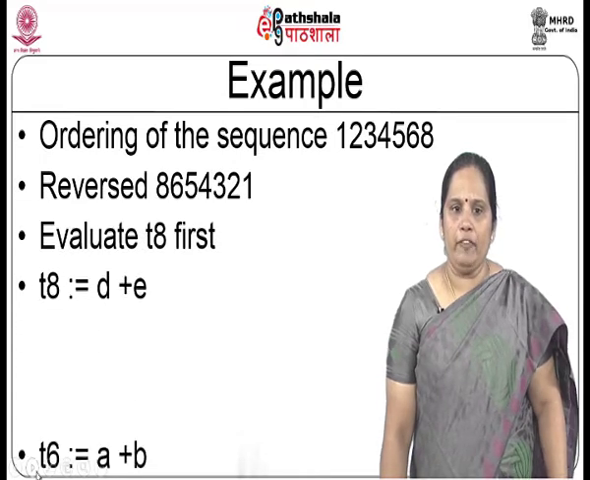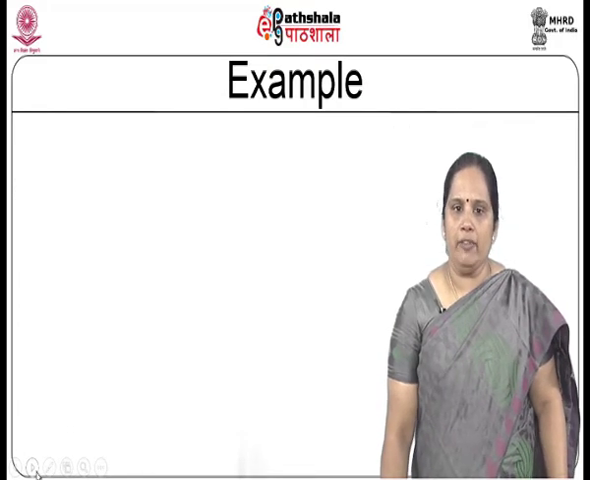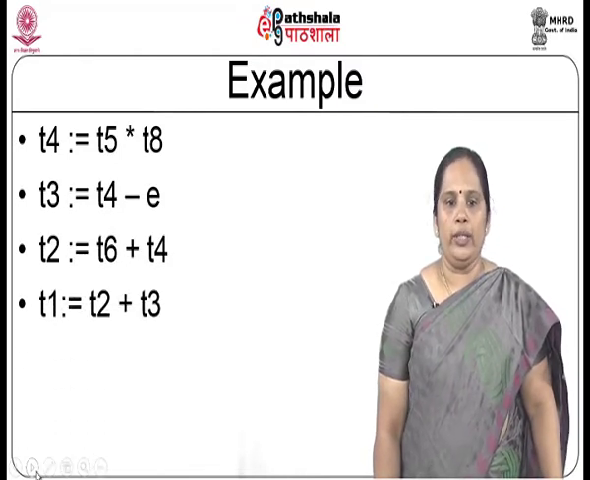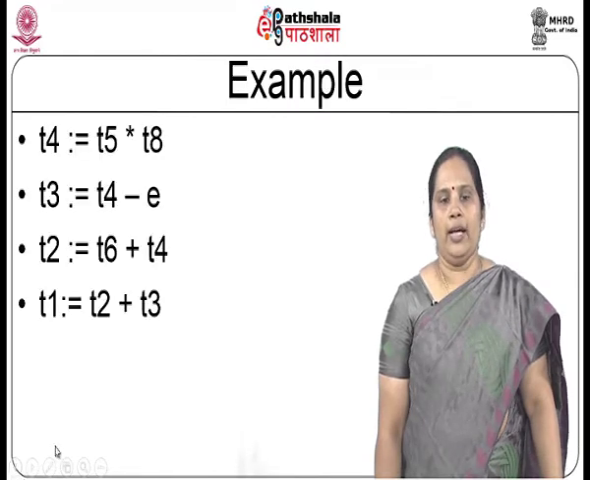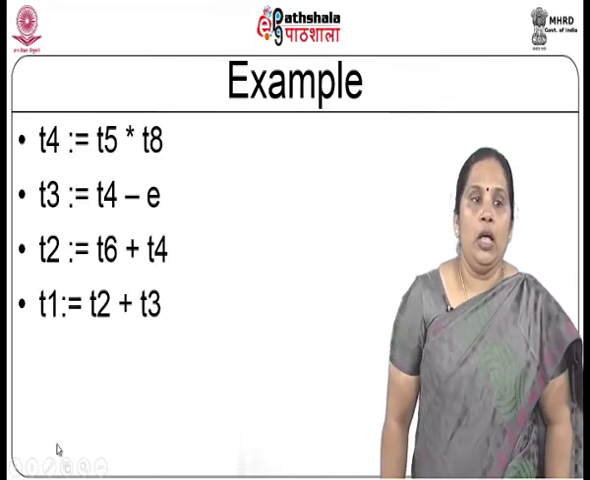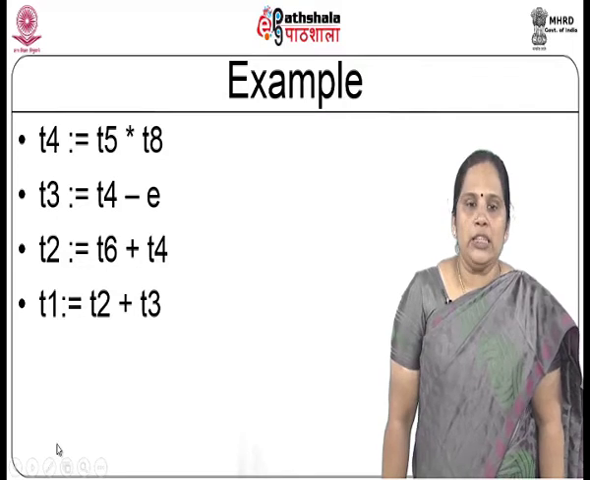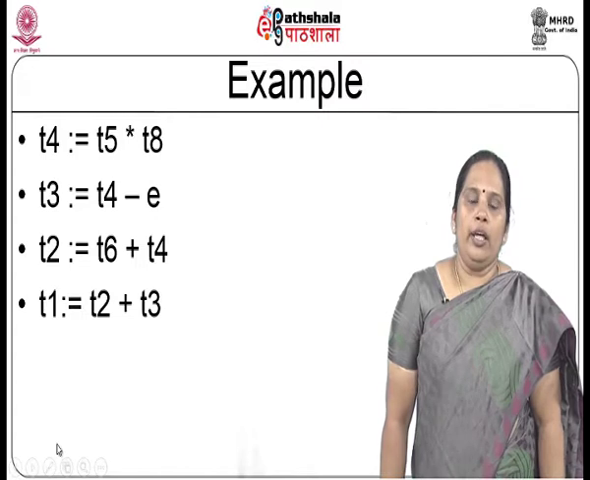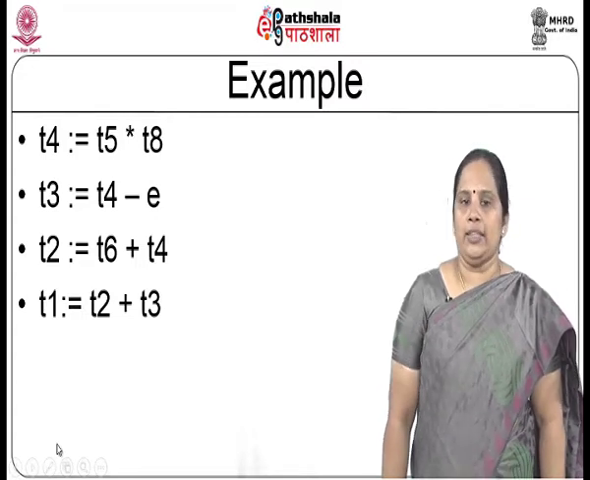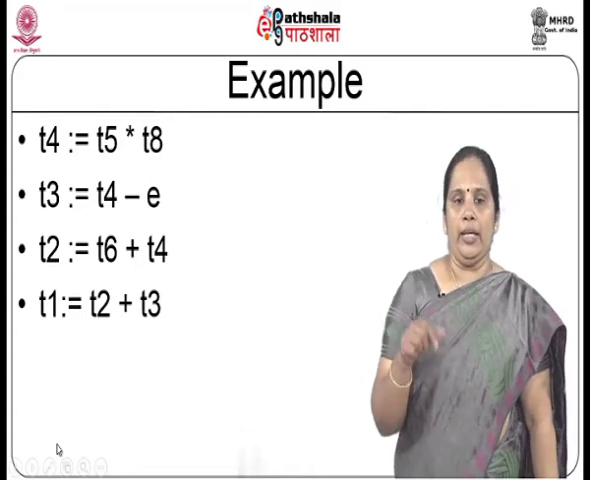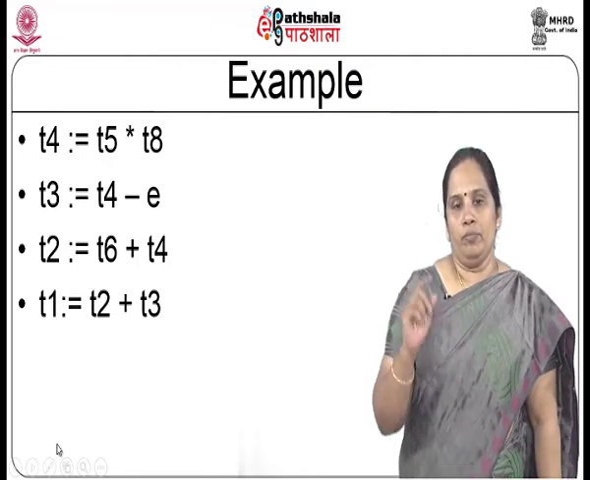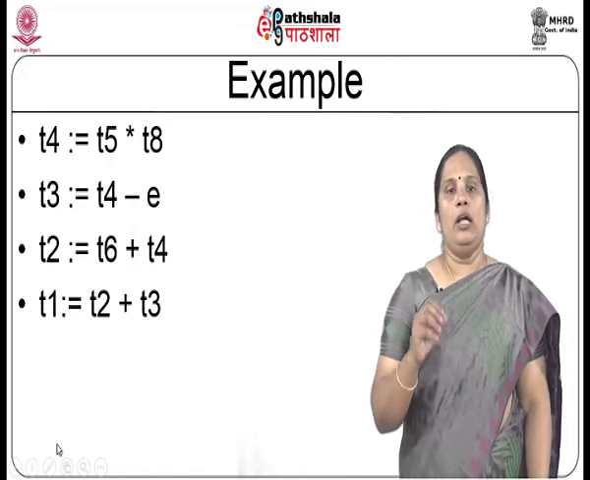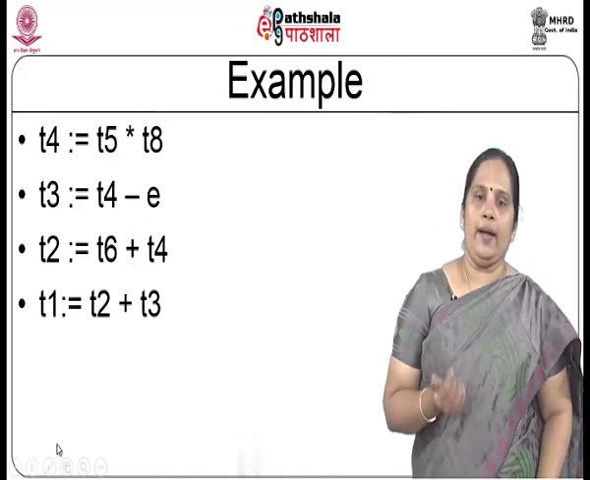So evaluate T8 first, then T6, then T5, then T4, then T3, T2, T1, and that is going to be your ordering of sequence. So after ordering, now this sequence can be used for generating your final code in terms of move instructions and other stuff. Now to do that, again I will require labeling of the nodes.